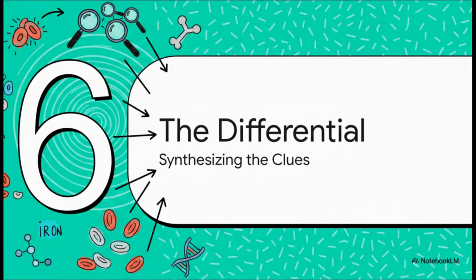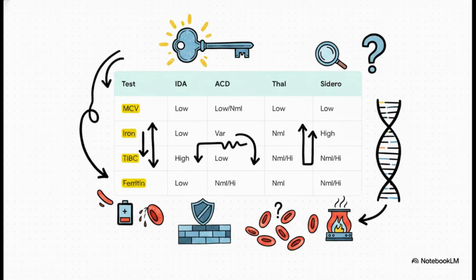Let's bring it all together. By analyzing the patterns across these specific iron study parameters, we can reveal the exact cause. If ferritin is low and TIBC is high, we have iron deficiency. If ferritin is normal or high, but TIBC is low, it's anemia of chronic disease. If iron and ferritin are both high, you should be thinking sideroblastic anemia. And if all the iron studies are completely normal, but the MCV is consistently, stubbornly low, thalassemia jumps straight to the top of your differential. It is all about recognizing the pattern.